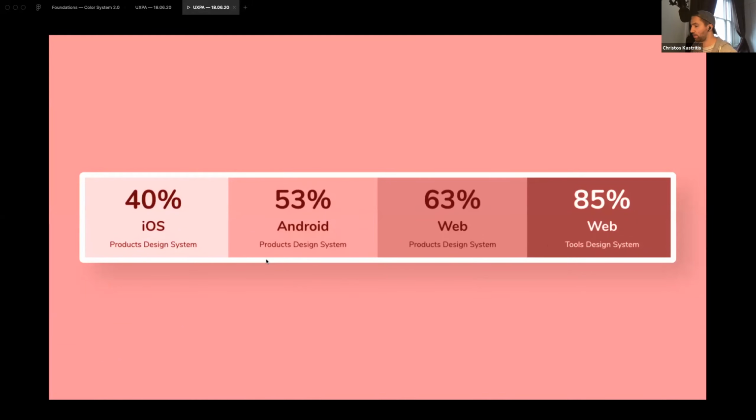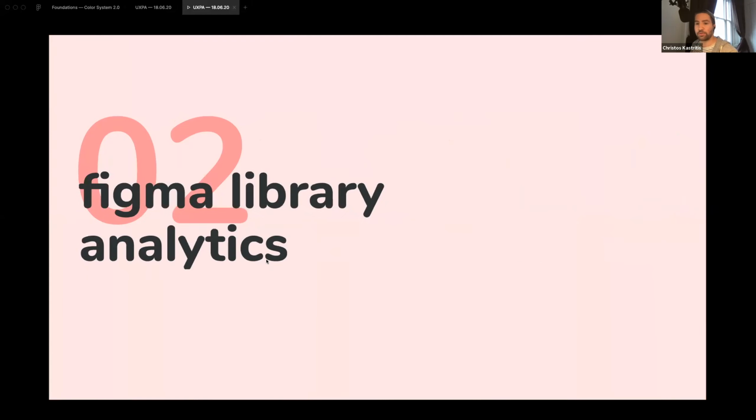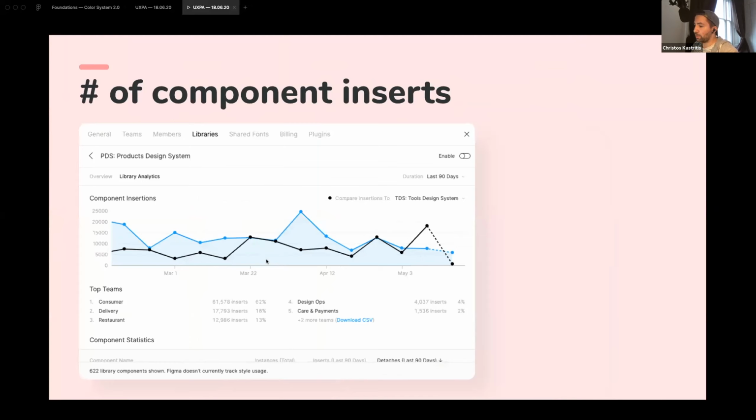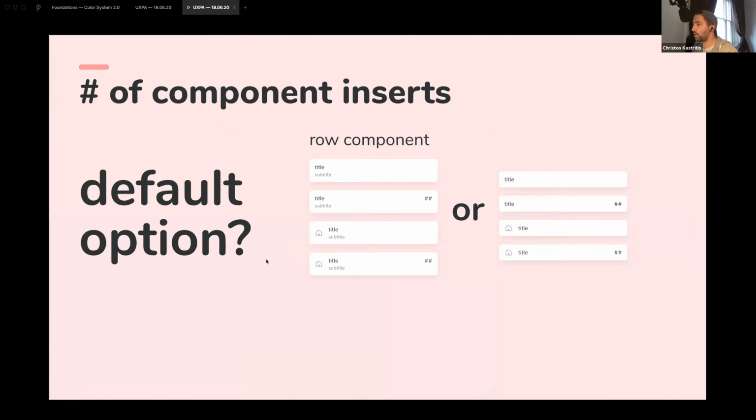And this can only do us good when we're trying to make a case for headcount or a particular future. There's also some really interesting stuff that we can do on the design tooling side. So if you have Figma, or if you're on an org plan, they have library analytics. We can look at the number of component inserts, and we can get a snapshot of the different teams and how much they are using our design system components, and see if that percentage matches our expectation. But we can actually go another level deeper with component inserts, and we can use it to define the default option of a component within Figma.